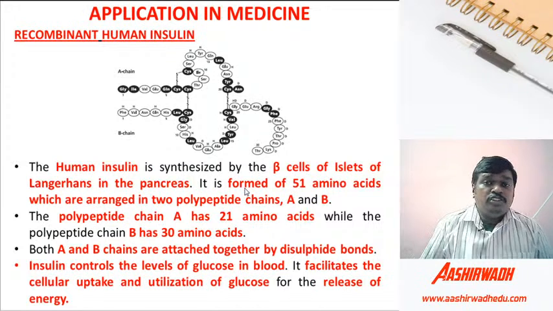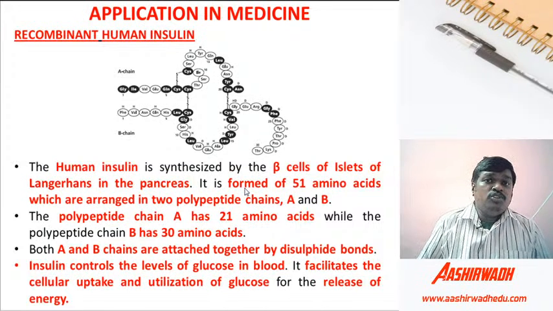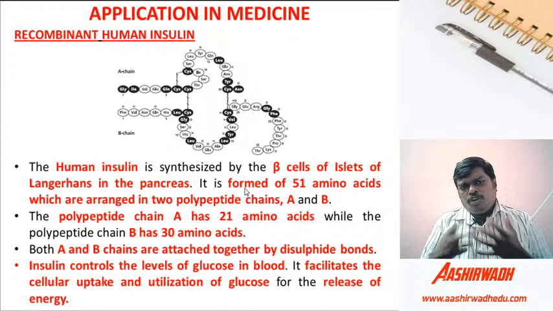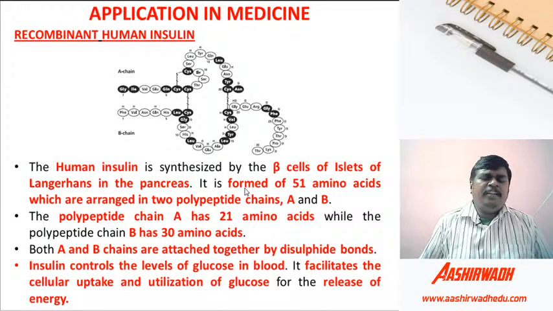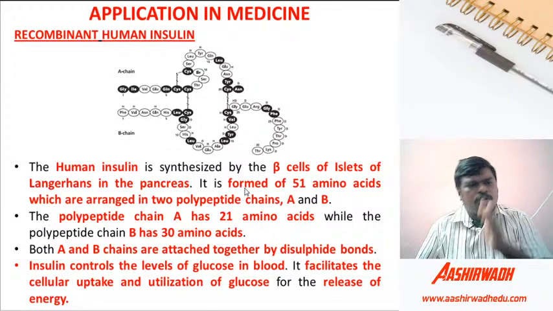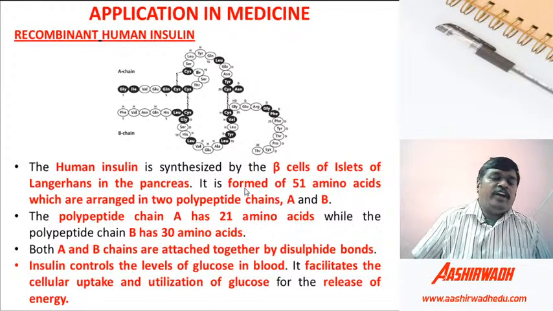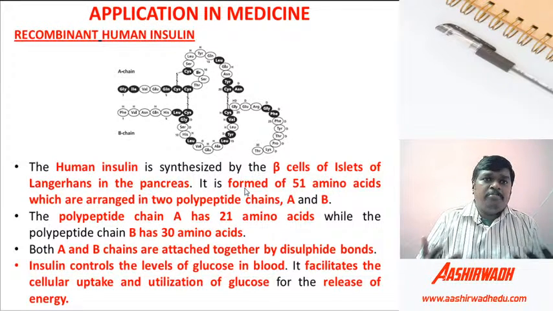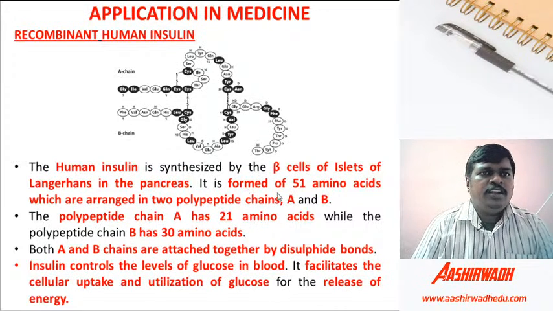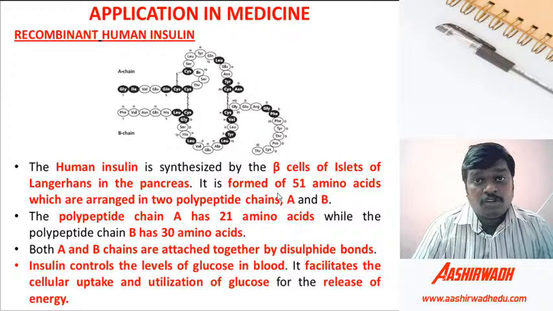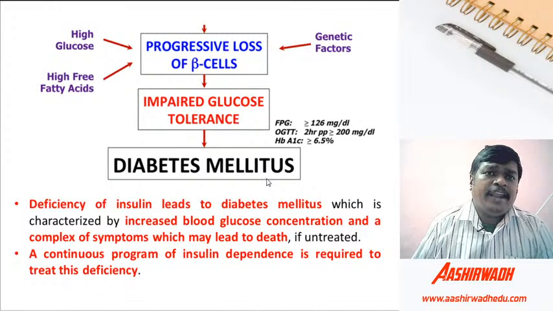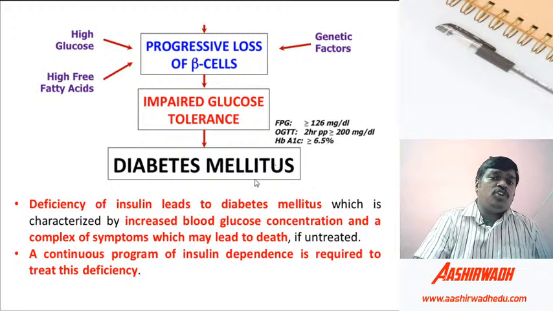This insulin that is produced in the islets of Langerhans is mainly used to control the glucose level in the body. The glucose level in the body is maintained by 2 hormones, insulin and glucagon. For utilization of glucose and release of energy, the recombinant human insulin plays an important role. That is the application of recombinant human insulin in the field of biotechnology. And this insulin that we obtain from biotechnology is used to treat the disease called diabetes mellitus.